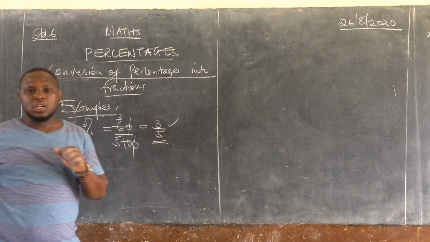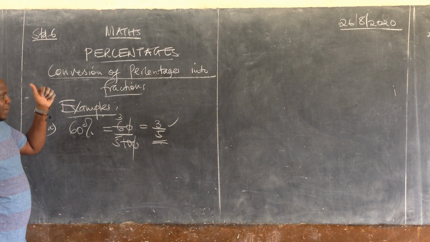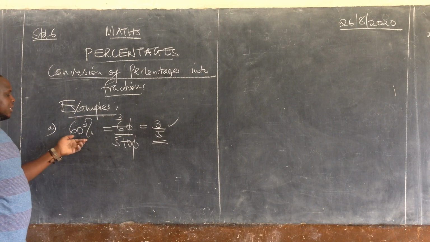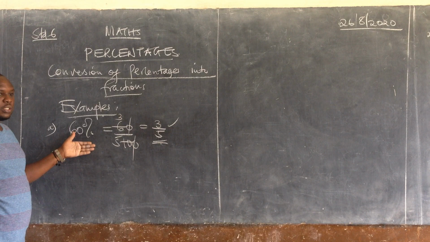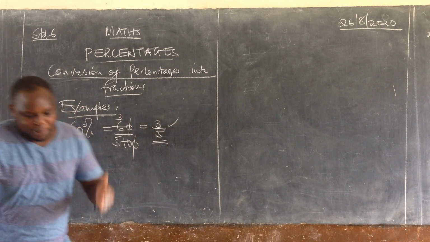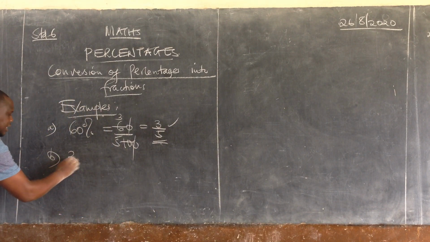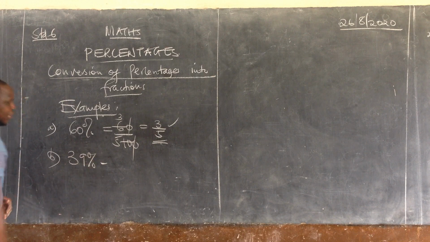You get it right. So, in order to write a percentage as a fraction, you write the other form of this percentage. 60% simply means 60 out of 100. Let me give you another one, learner. That 39%, convert that 39% into a fraction.